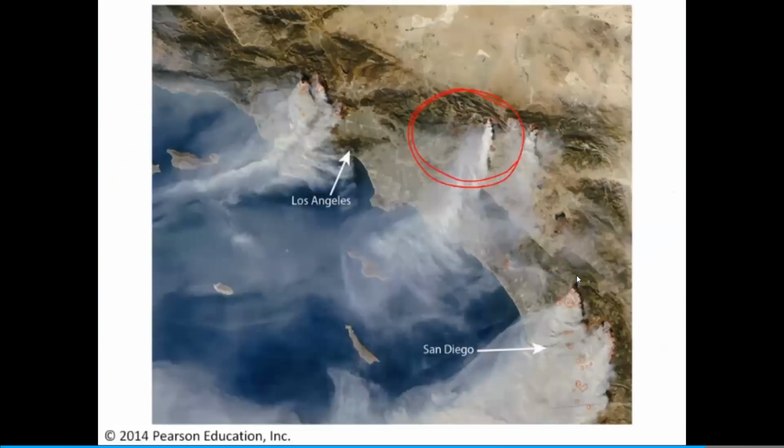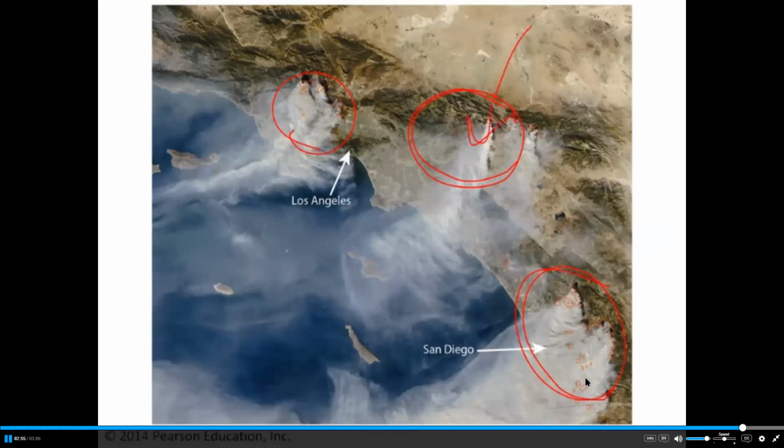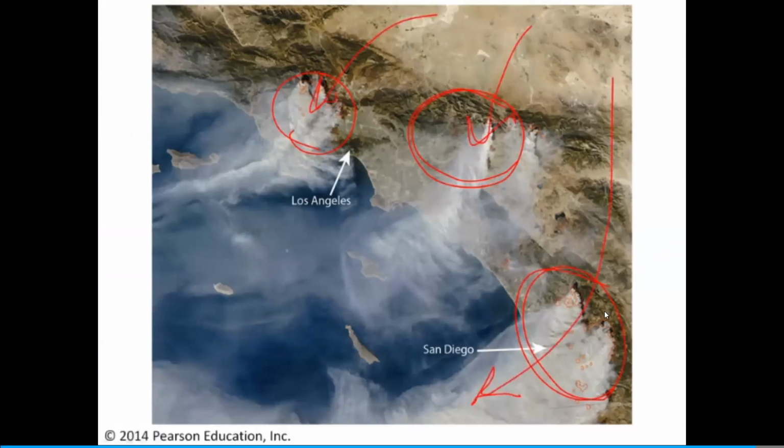So we've got these fires that are burning in several locations here, each of them generating lots of smoke, which shows us where the fires are. But basically, these are being fanned by these winds that are coming off the desert interior here and then going out over the sea. So those are the Santa Ana winds.